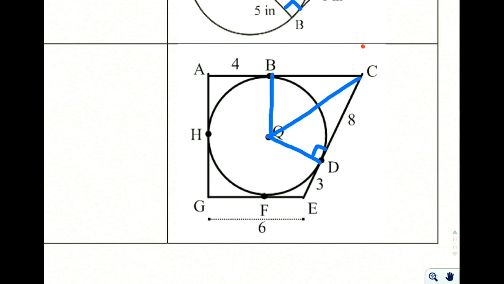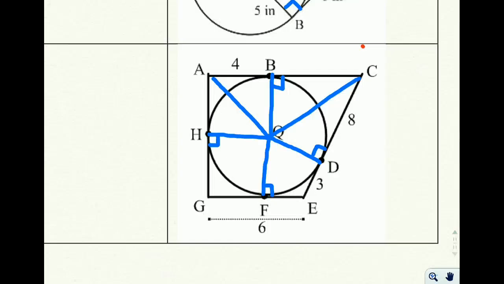We can draw a radius out to here, form a right angle, and continue forming these triangles all the way around the circle. And whenever we have a tangent line, we're going to have a right angle. So if I fill in my picture here, you can see I have the 4 lines that touch the tangent points, and then I have 4 lines that form triangles in between each of those quadrilaterals.